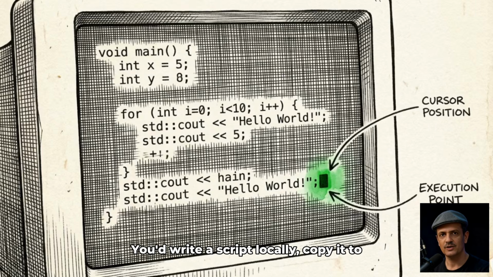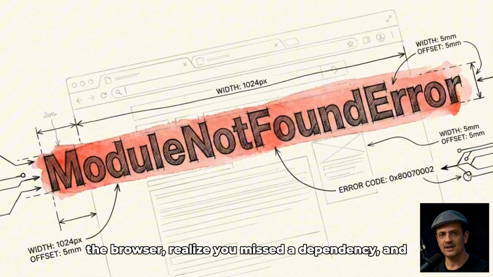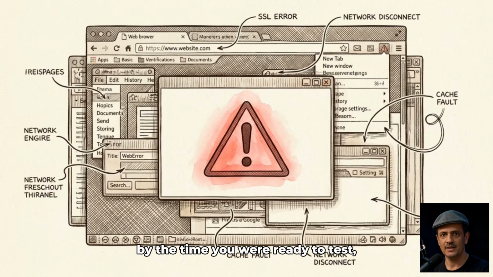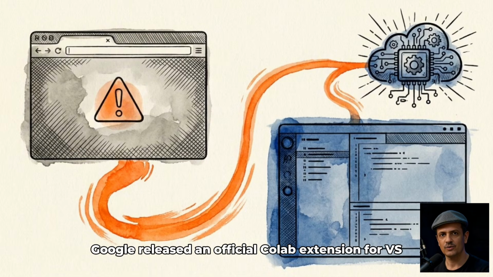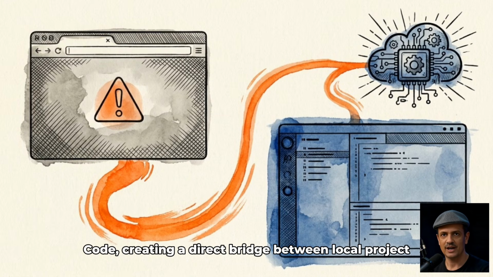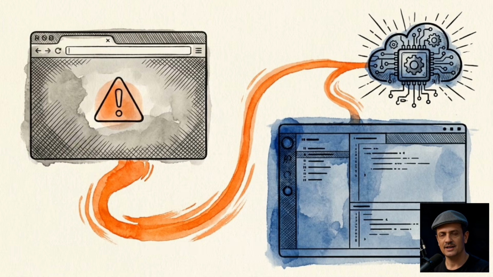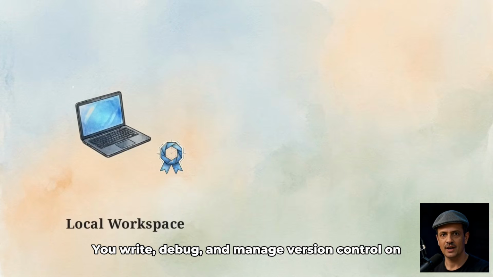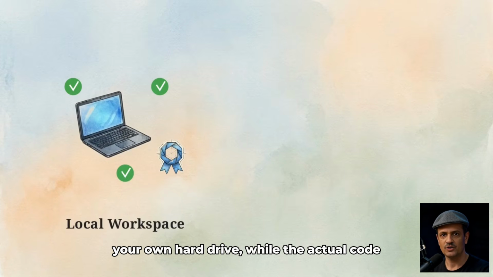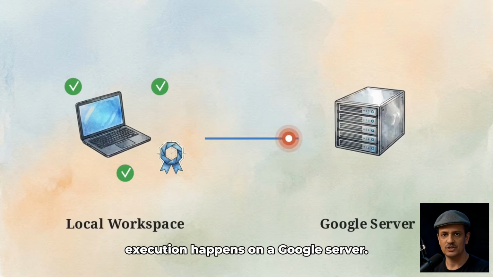You'd write a script locally, copy it to the browser, realize you missed a dependency, and by the time you were ready to test, your browser session had often timed out. That disconnect is over. Google released an official Colab extension for VS Code, creating a direct bridge between local project files and remote Colab runtimes. Instead of migrating code to the cloud, your local editor becomes a thin client. You write, debug, and manage version control on your own hard drive, while the actual code execution happens on a Google server.